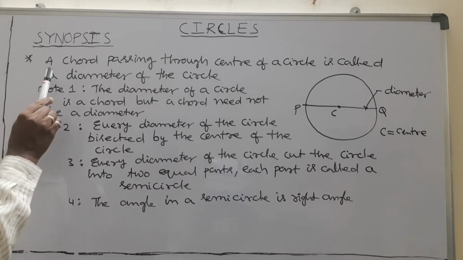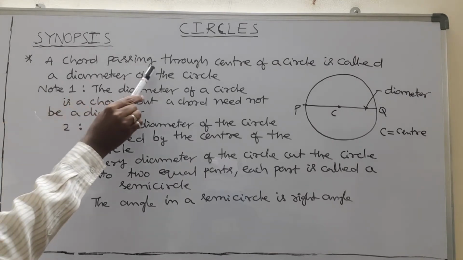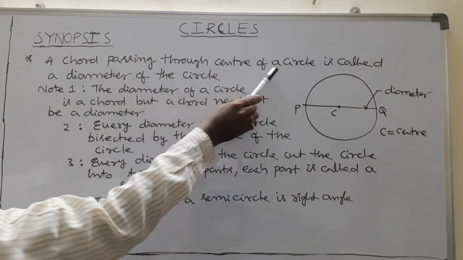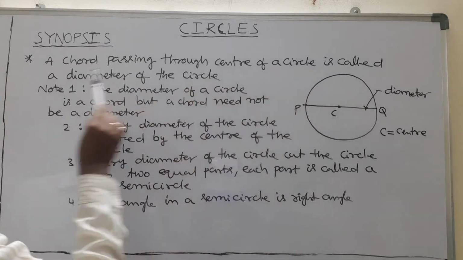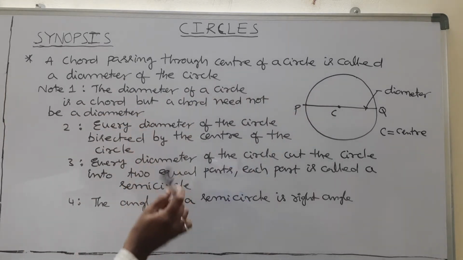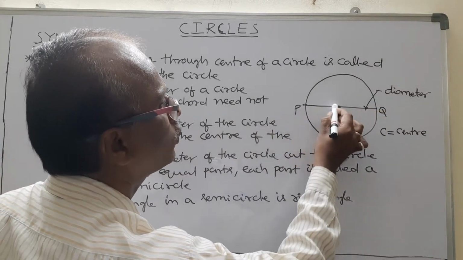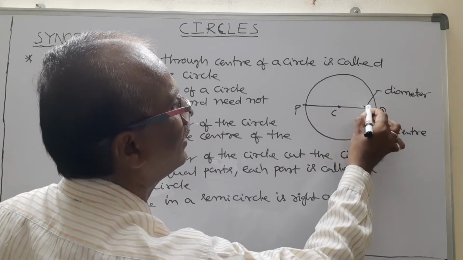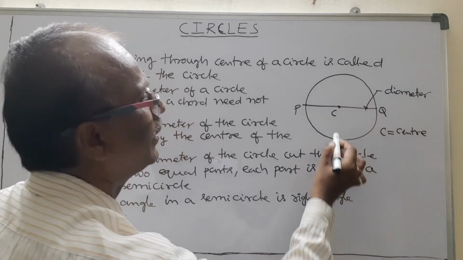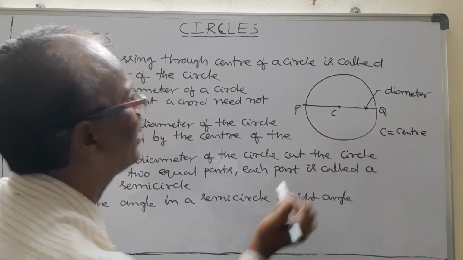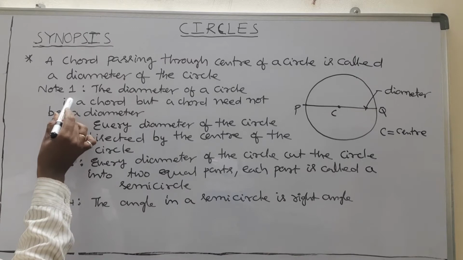Next one, a chord passing through the center of a circle is called a diameter of the circle. Here, PQ is the chord passing through the center of the circle. This is called the diameter. Here, see the center. Here are some points on the diameter.